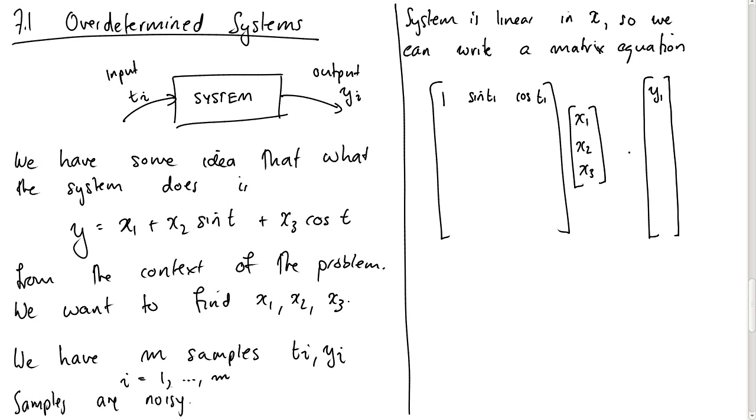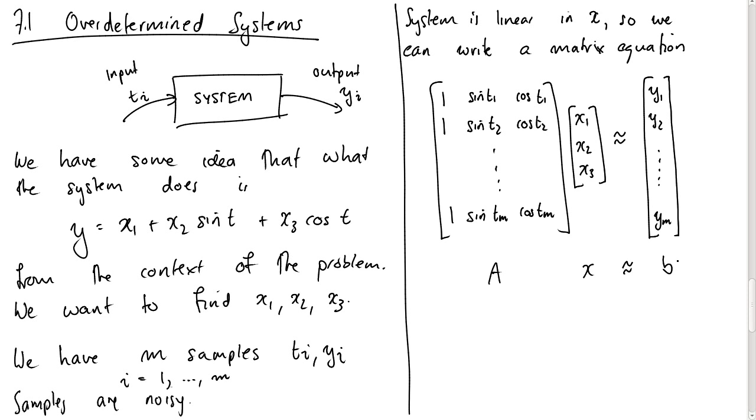Except, like I said, it's not actually an equation, so we won't write equals there. We'll write approximately equals, or something like that. Okay, so we can stick in the rest of our samples like this. Cos t2, y2, all the way down to the last one, which will be tm, and ym. So we've got Ax here, and we're hoping that we can find x so that Ax is approximately equal to b.